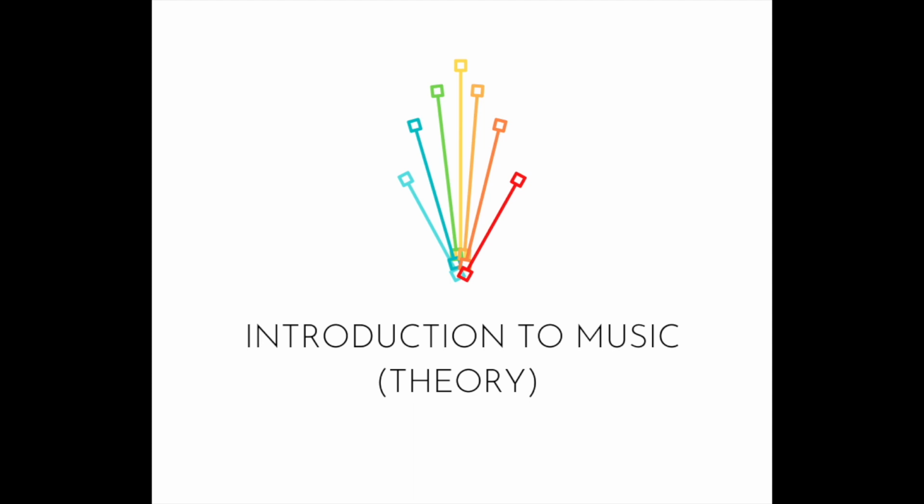So 2 sharps means F sharp and C sharp. So the notes of D major are D, E, F sharp, G, A, B, C sharp, D. Well done. D, E, F sharp, G, A, B, C sharp, D.